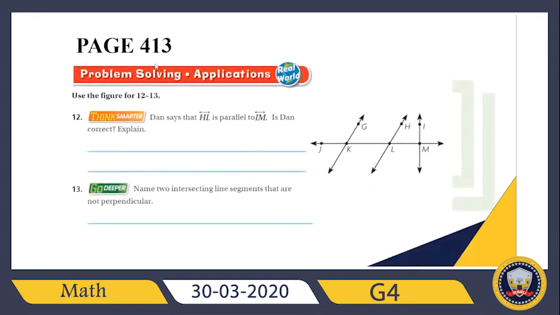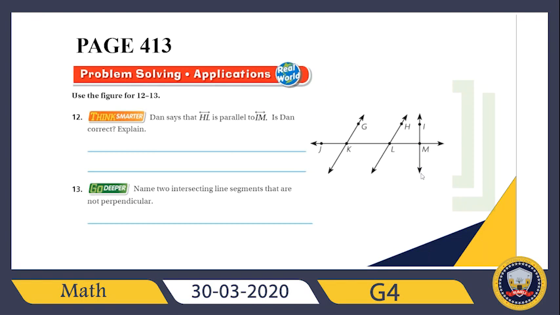Good. What about question 12? It says that line HL is parallel to line IM. Is this correct? Explain. Check. Line HL is here and line IM here. They are parallel or not?